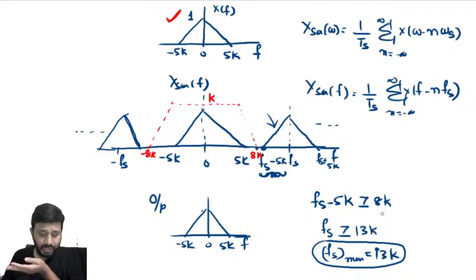Now you can have analysis also. You do one thing. Take Fs equal to 13k, Fs equal to 12k, Fs equal to 11k, and see whether you are going to reconstruct or not. You can extend this problem. Take Fs equal to 13k. Let me solve that one.